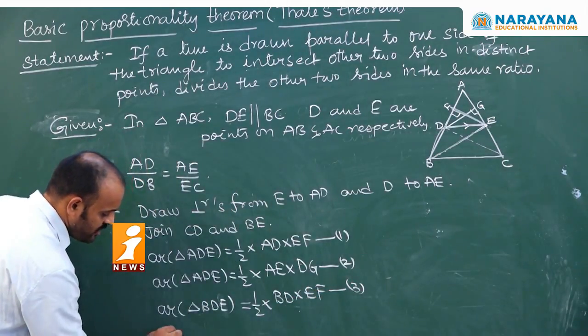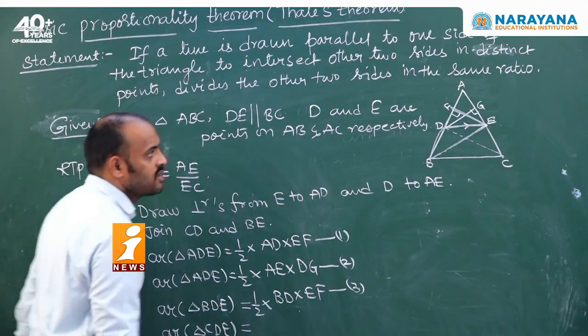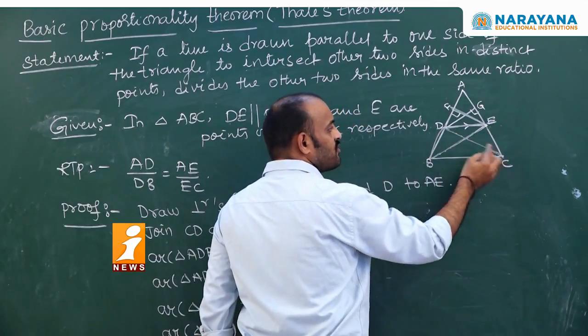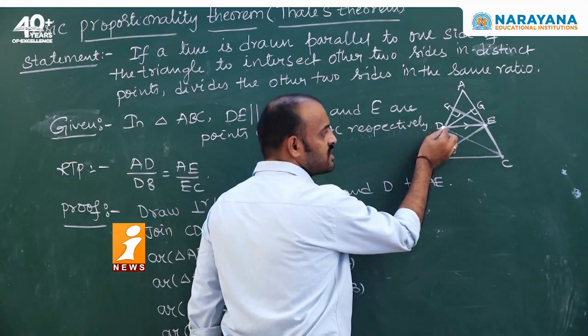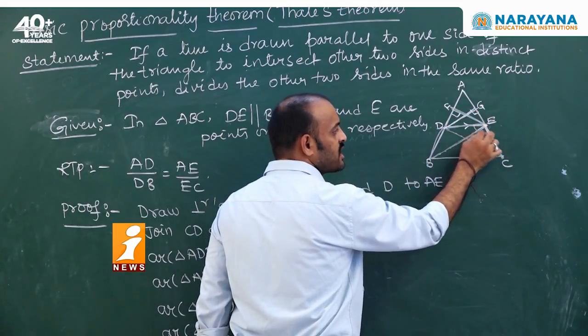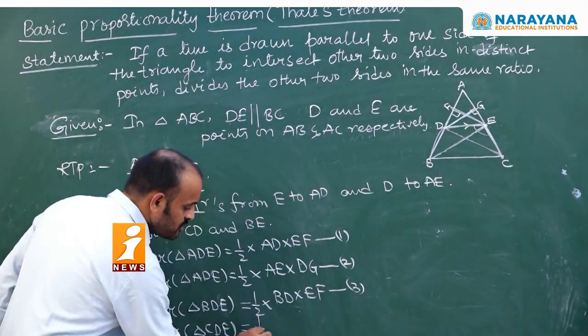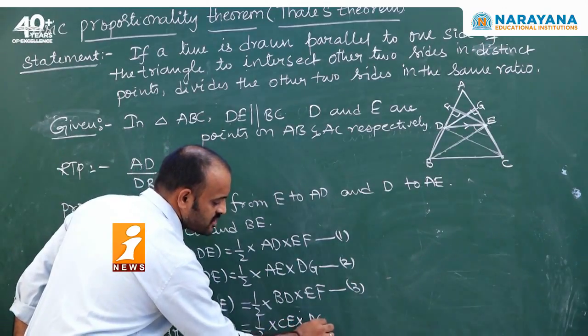Next, area of triangle CDE. For triangle CDE, if I consider CE as the base, height will be DC because it is an obtuse angle triangle. Therefore, height lies outside the triangle. Half into CE into height, which is DC.